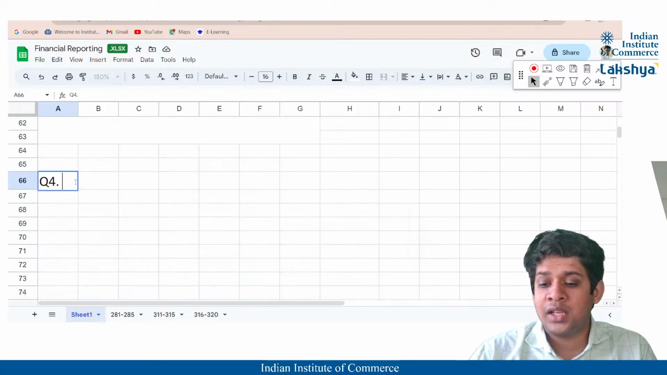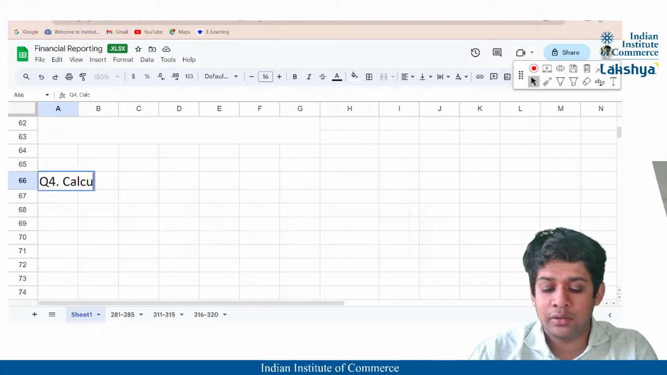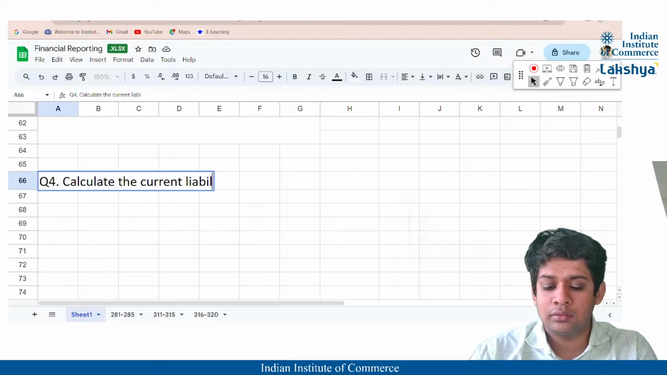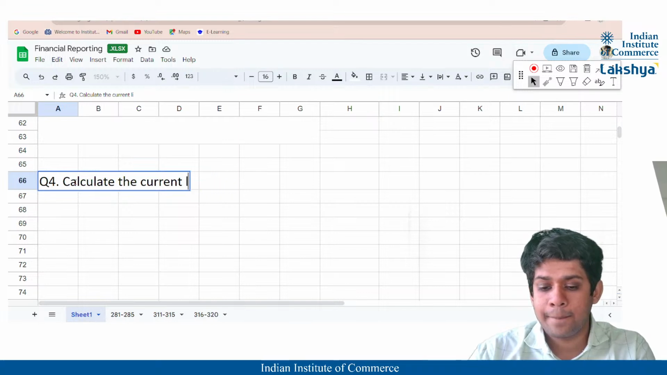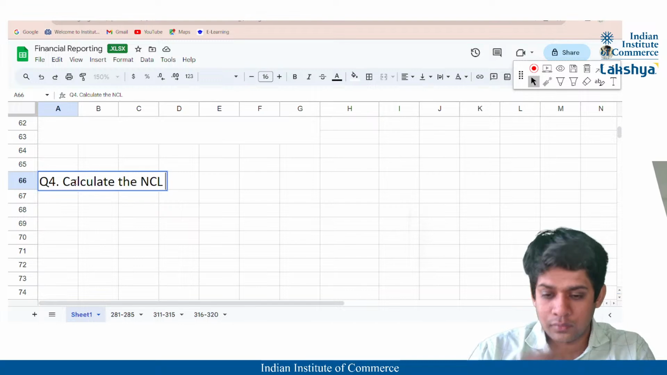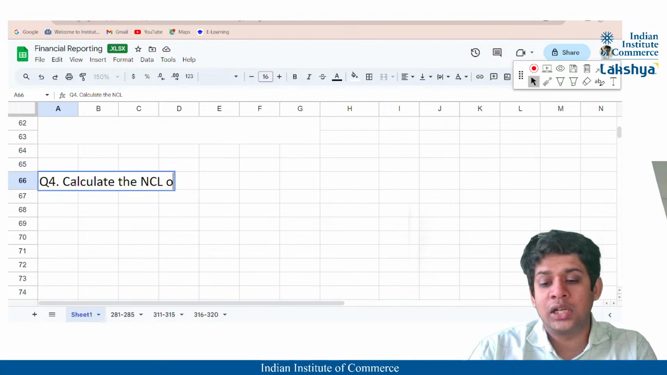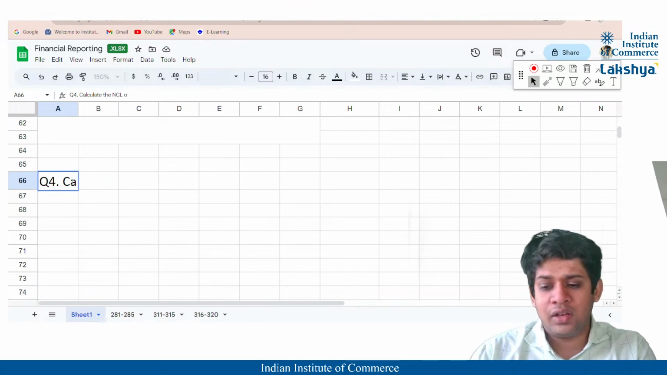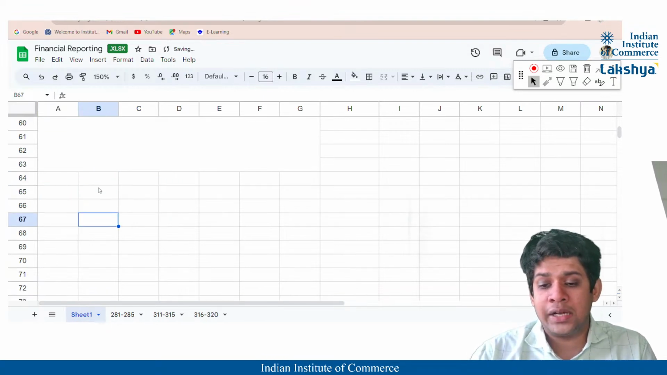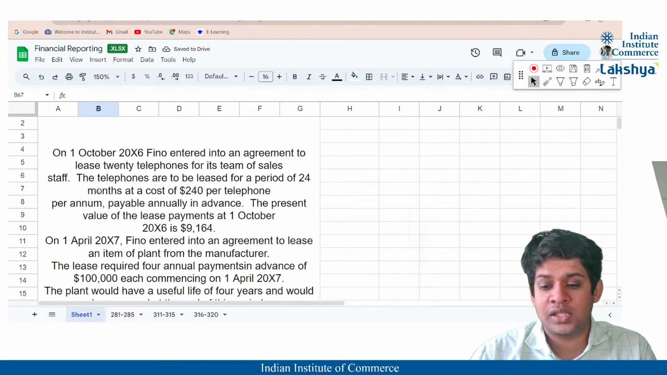Maybe say the fourth question would have been calculate the current liability, or maybe say the non-current liability. Yeah, calculate the non-current liability. Okay, well, let's not do this. I'll explain this to you later because it is very straightforward, to be honest, guys.